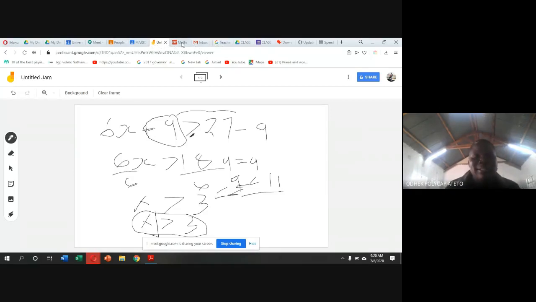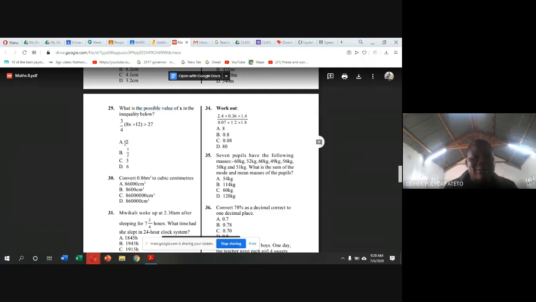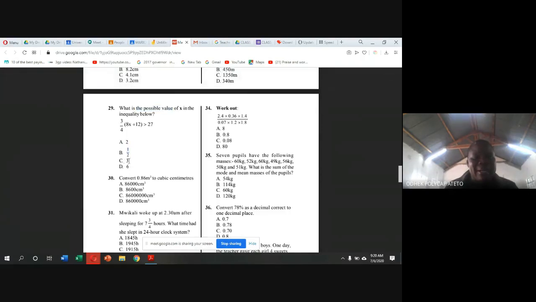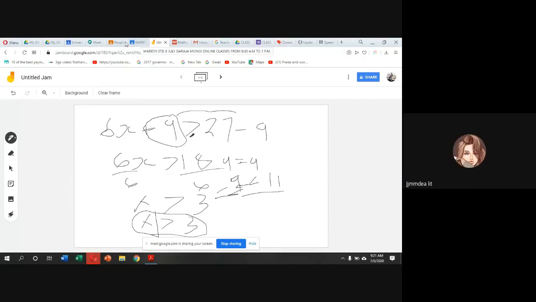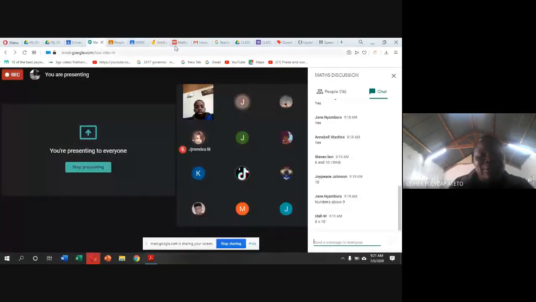So let's go to the choices and pick the answer. It cannot be 2, it cannot be half, it cannot be 3, it can only be 6 because x was greater than 3. Anything that is greater than 3 is x. Have you understood how to get the possible values now?